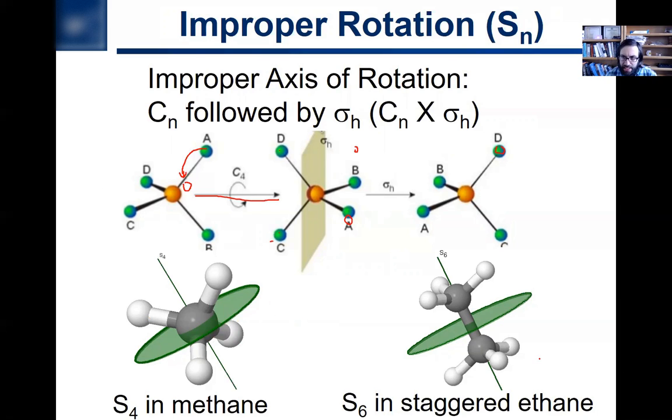Staggered ethane actually has an S6. How does this work? It's a 60-degree rotation followed by a mirror plane. So let's track one atom, and do a 60-degree rotation. Well, it's 120 degrees between this hydrogen and this hydrogen, so 60 degrees is going to be halfway through. So we're putting the atom there, but then we're reflecting it through this mirror plane. So it's going to come from the top, and then it's going to end up at the bottom right there.